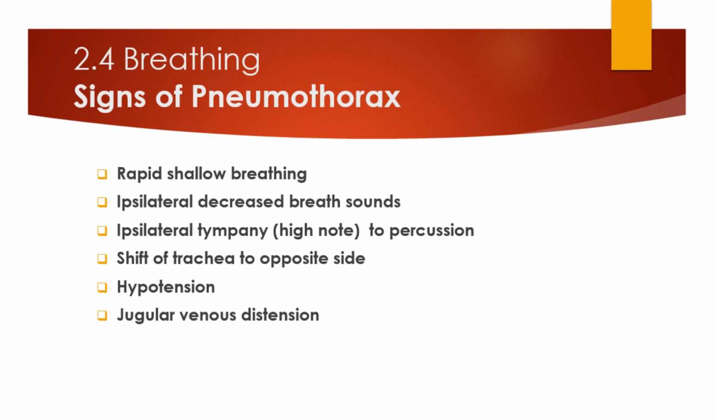Hypotension. Tension pneumothorax can lead to decreased venous return to the heart due to increased intrathoracic pressure, compromising cardiac output and leading to hypotension. Jugular venous distension. Due to decreased venous return to the heart, jugular venous distension occurs, where the jugular veins in the neck become visibly engorged, indicating impaired venous drainage. These signs collectively indicate a medical emergency requiring immediate intervention to decompress the trapped air and relieve pressure on the affected lung and mediastinal structures.